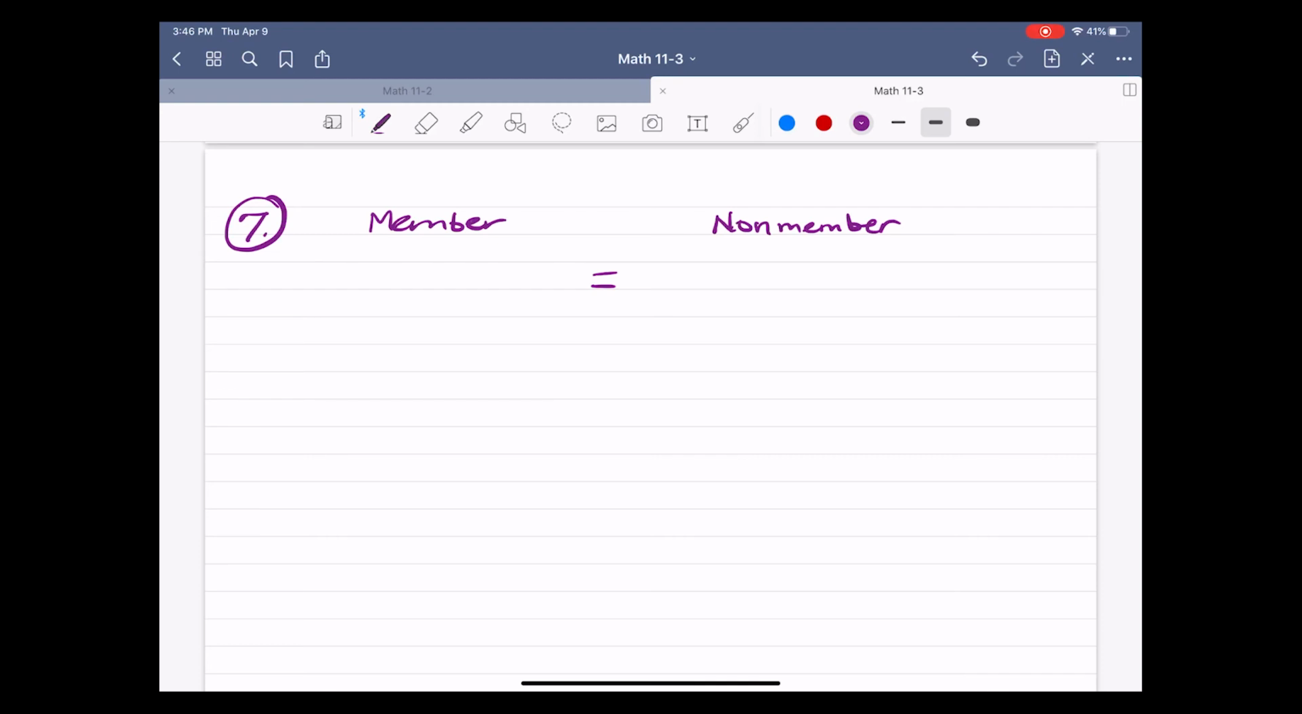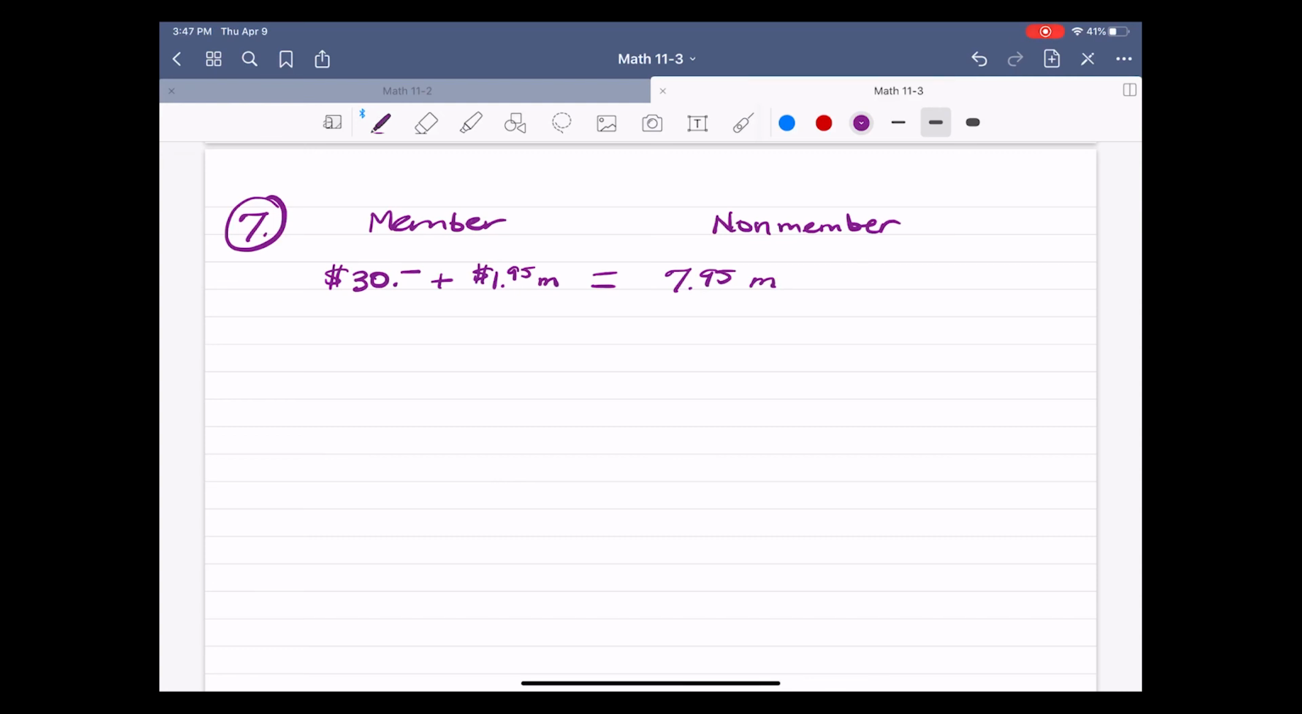So if you're a member, you pay $30 plus $1.95 for each movie. Non-members pay the $7.95 admission fee. So it's going to be $7.95 for every movie they watch.